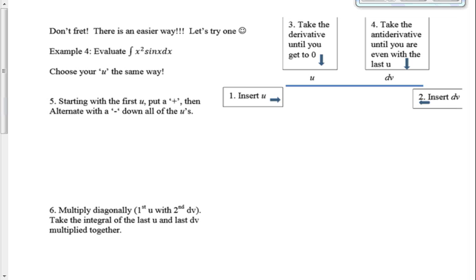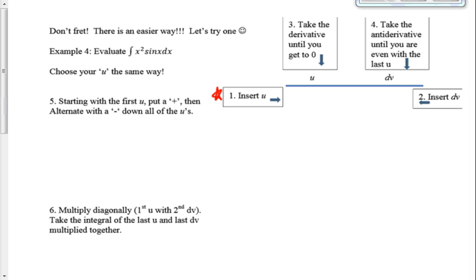So we're still talking about integration by parts, but this is an easier method for doing the same process that we've been doing. So we start out with this table that I have at the right side with a U and a DV and a line under it, and I'm simply going to make a table. So step 1, which is right here, I'm going to insert my U.